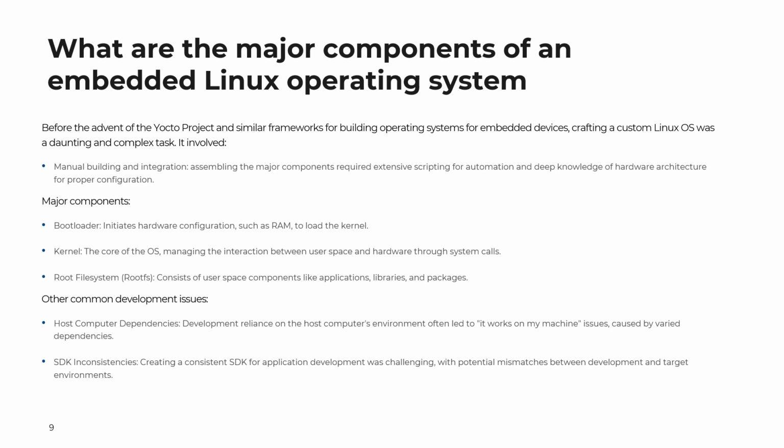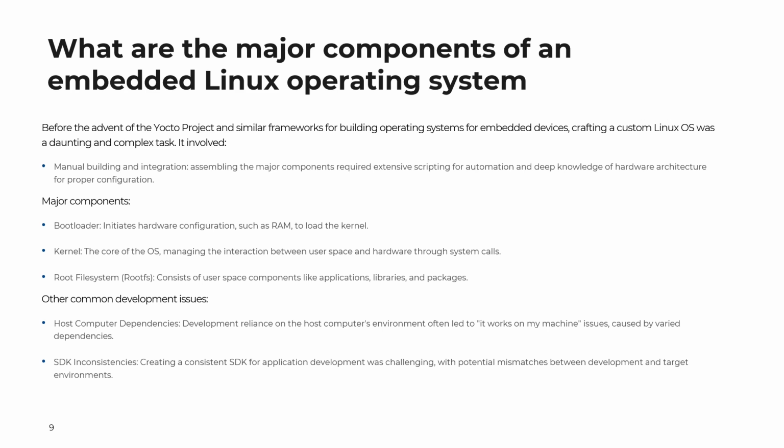The root file system contains all user space components, including applications, libraries, and essential packages. It provides the environment in which user applications run and interact with the system. The root file system is fundamental for defining the functionality and user experience of the embedded device.